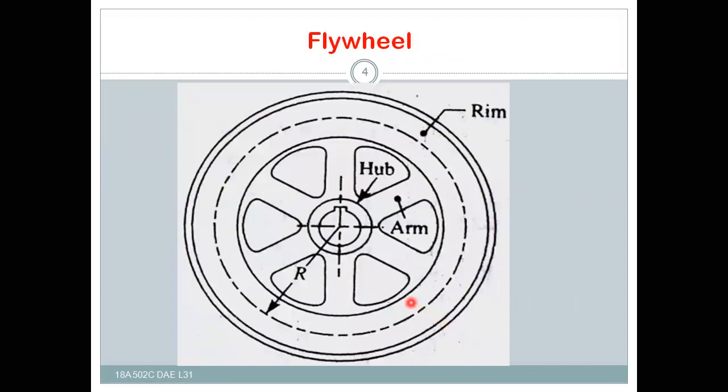Now it is the flywheel. If you see, the various parts of this flywheel are: this part is the shaft, and over this is the hub, and the internal diameter of the hub is nothing but the shaft diameter, or we can call it the bore diameter of the hub. And these are the arms, and this will be the rim. This is the rim, and this is the mean radius of the rim. So this is simply about the flywheel.